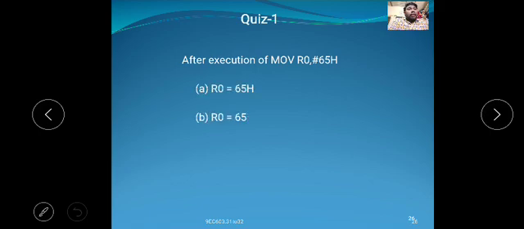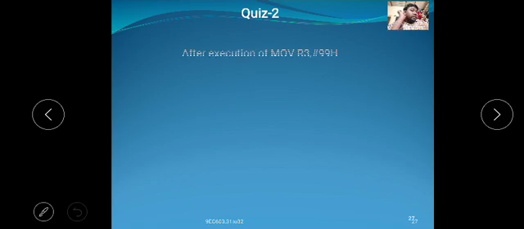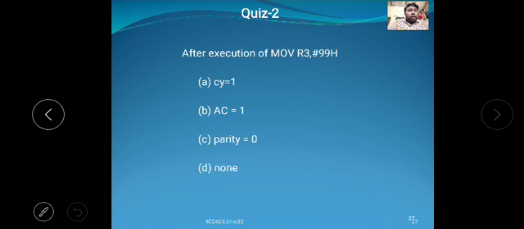Quiz one. After execution of MOV R0, #65H, the R0 is equal to 65H. The answer is 65H, in hexadecimal form. After execution of MOV R3, #99H, which flags are affected: carry flag, auxiliary carry flag equal to 1, parity flag equal to 0, or none? The option is none. The flags are not affected.